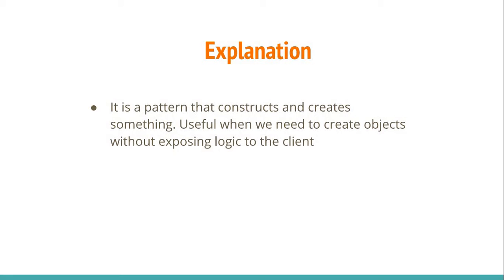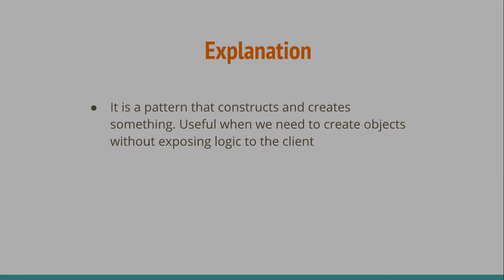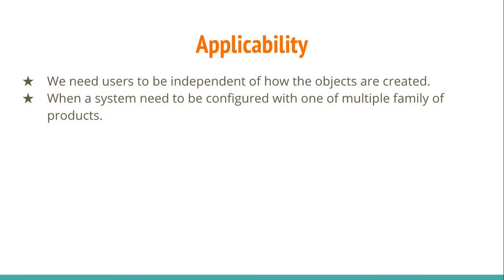So when do we ever use this pattern? This pattern is useful when we need users to be independent of how the objects are created, but at the same time without letting them know the intricacy of how the objects are created. And we do this by providing them with just the get method. It is also useful when we need a system to be configured with one of multiple families of products.